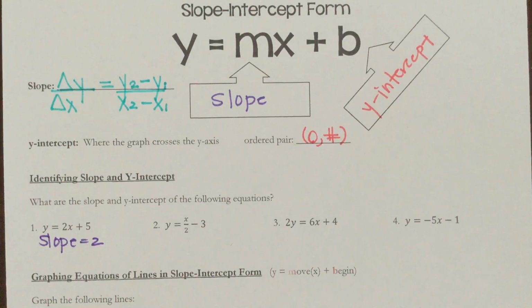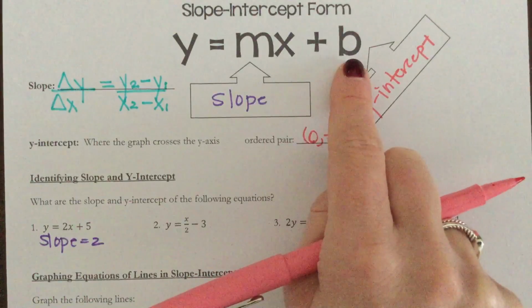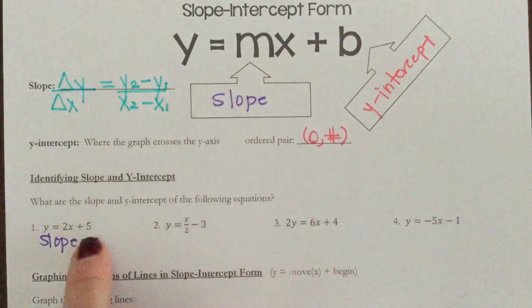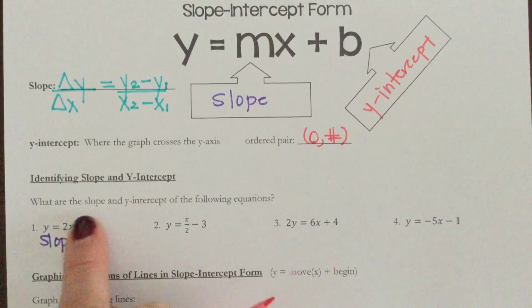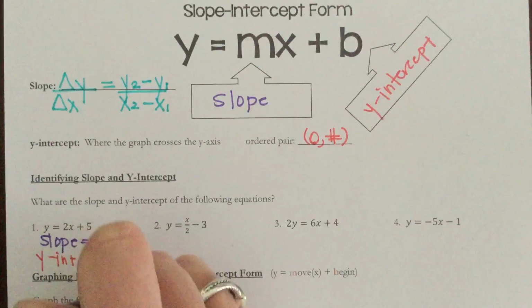The y-intercept is the constant. It is the number here that has been added onto the end and has no variable associated with it. So in this case, my constant, or the number with no variable, is 5. So my y-intercept is 5.